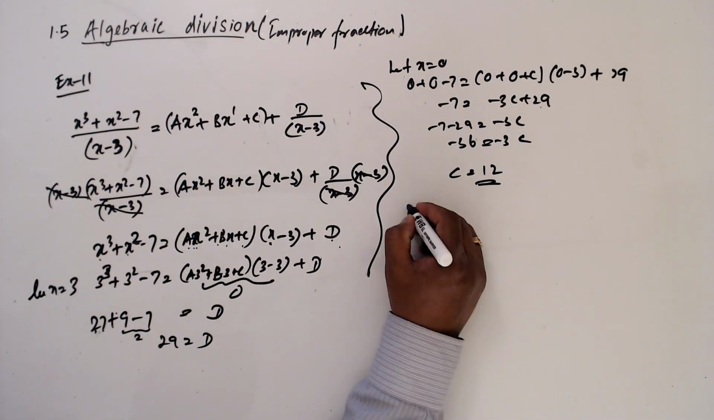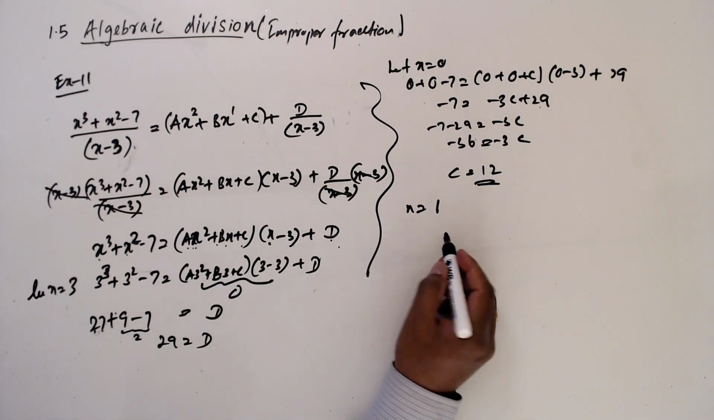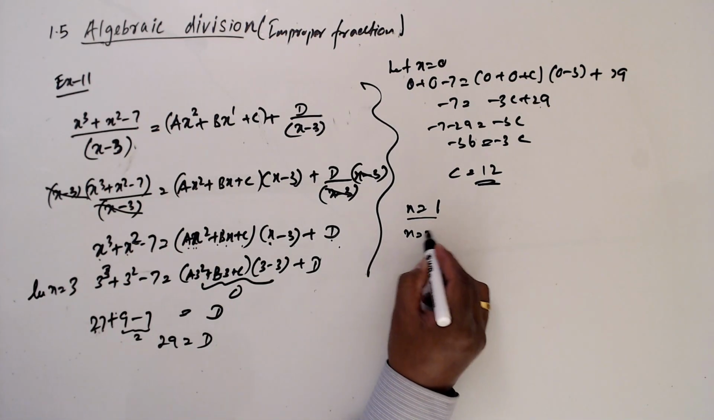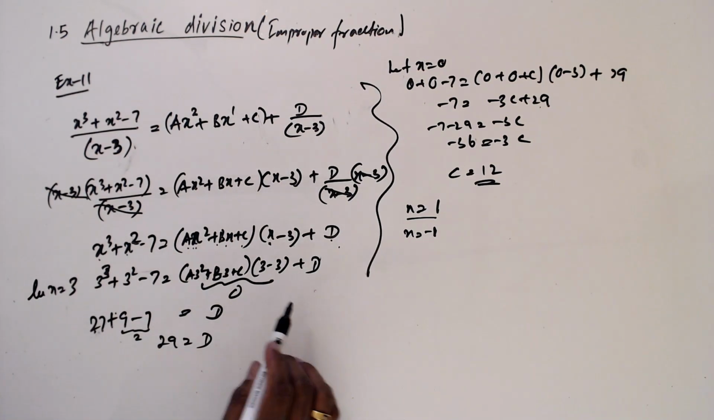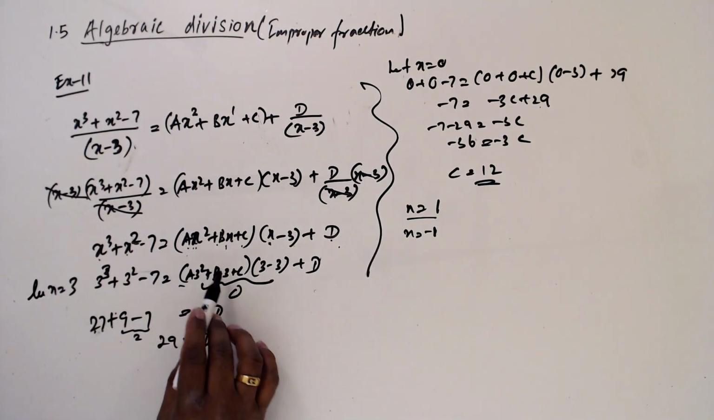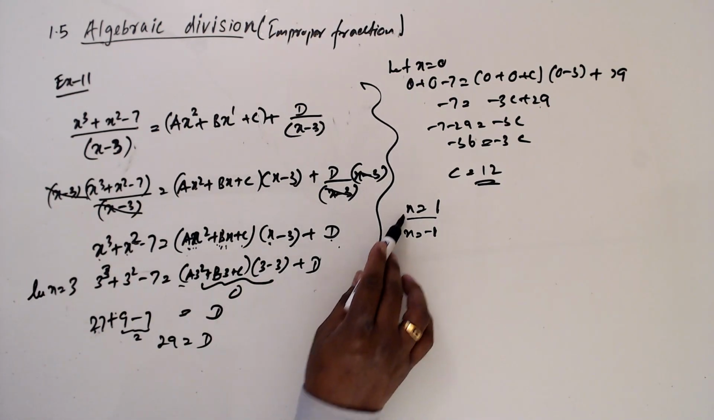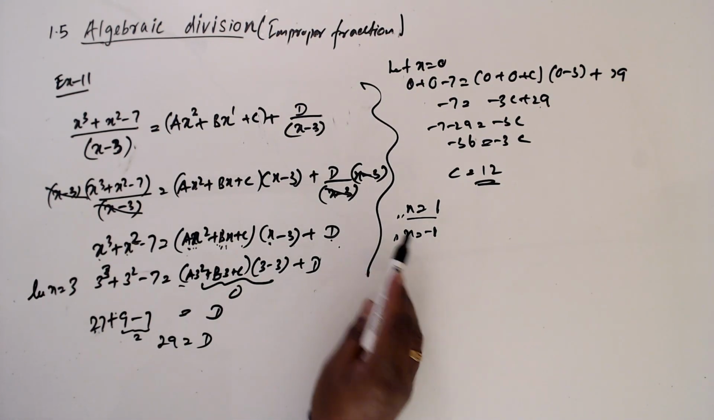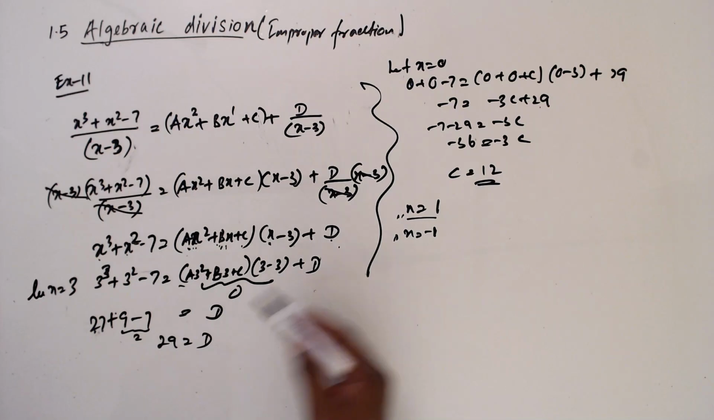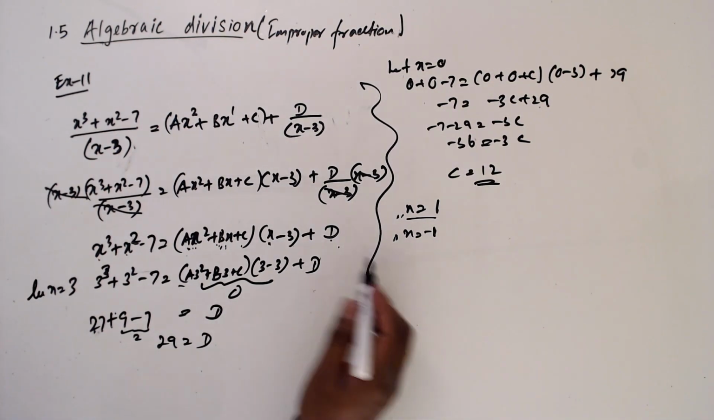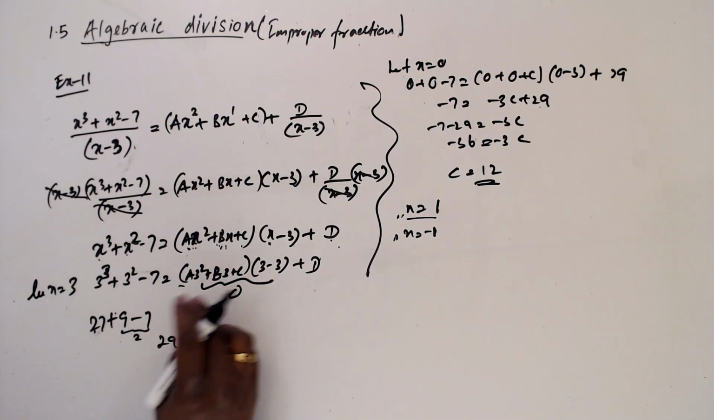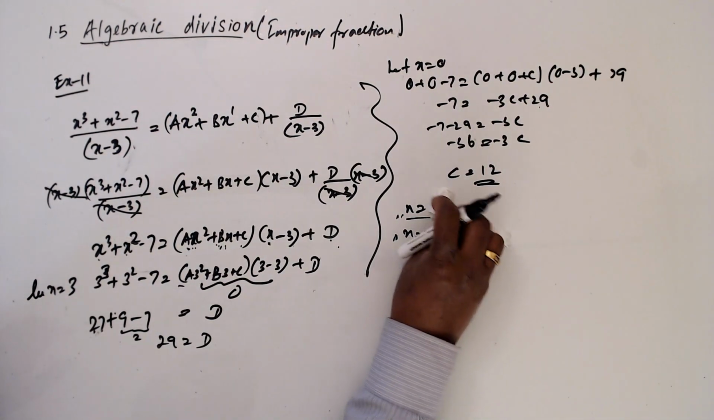Then if you want, you can put x equal 1 and x equal minus 1 and take two equations, and then you only have two unknowns, a and b. Then you will get two equations and you have to solve simultaneously because you already know c and d. Or the other technique is to equate the coefficients to find a and b.